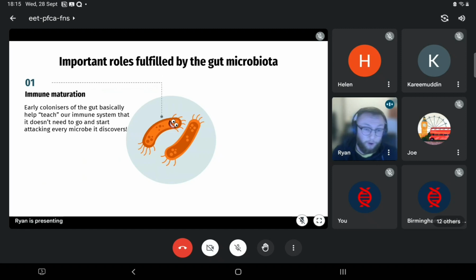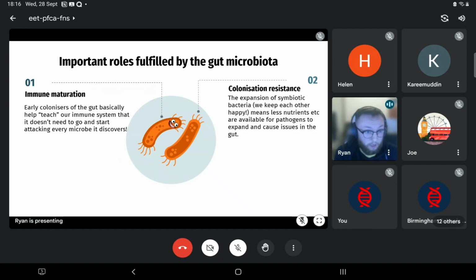Because if it did, it'd have a real big problem because as I said before, there's 100 million microbes in the gut. If every one of those set off a signaling pathway in your body that was like, oh, we need to fight this, you just have constant inflammation and immune reactions going on. So these early bugs that get in there, they sort of train your immune system that not everything that's inside of you is bad, every microbe.